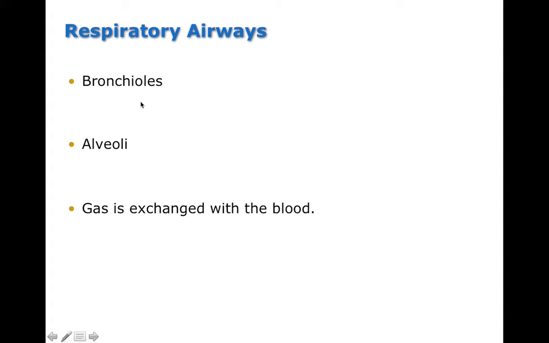And those walls are so thin that gases can move across them rapidly. And so that oxygen is going to move down its diffusion gradient into the blood, and then carbon dioxide is going to move down its diffusion gradient into the air of your lungs, where then it's able to be exhaled.